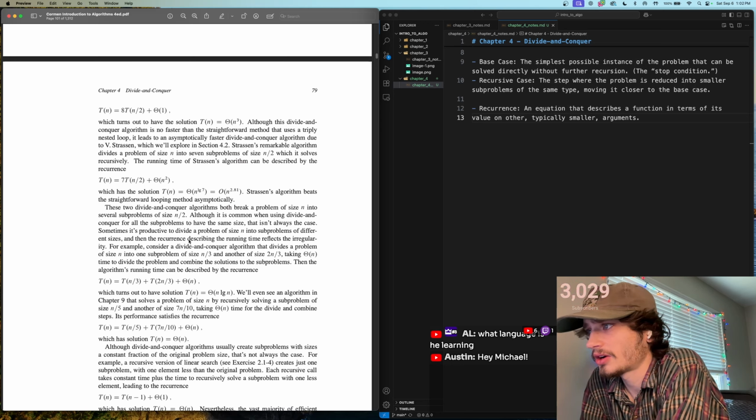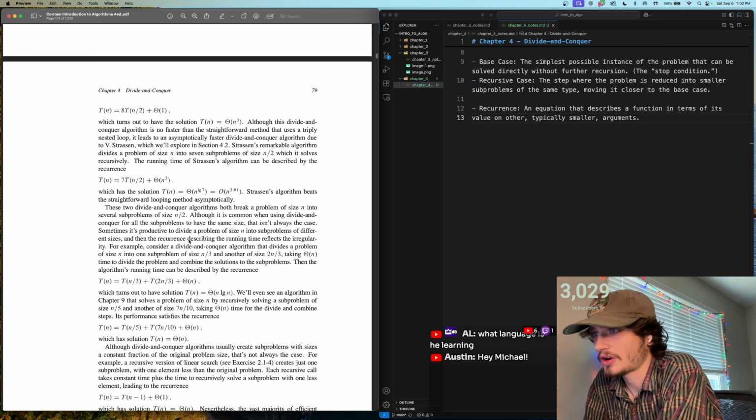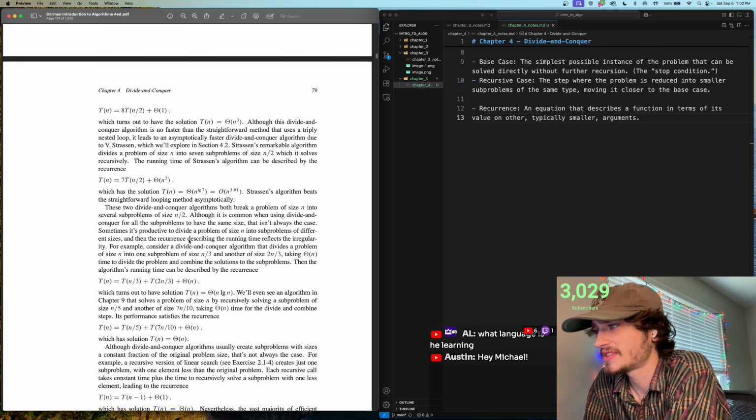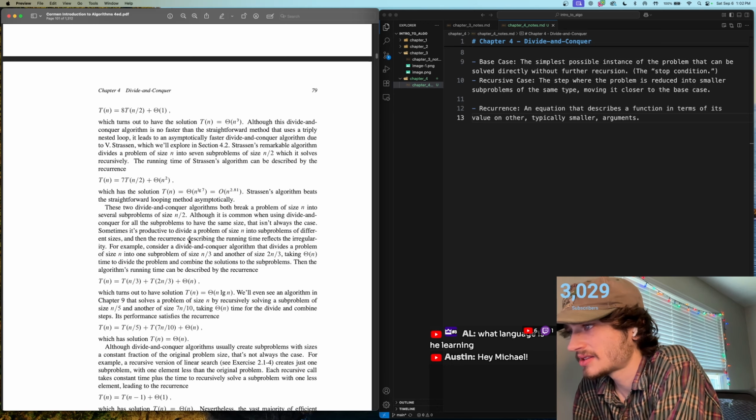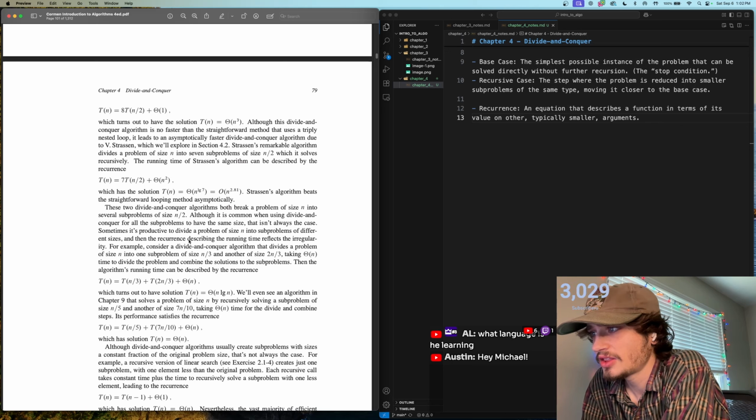These two divide-and-conquer algorithms both break a problem of size n into several subproblems of size n/2. Although it is common when using divide and conquer for all of the subproblems to have the same size, that isn't always the case. Sometimes it's productive to divide a problem of size n into subproblems of different sizes, and then the recurrence describing the running time reflects the irregularity.